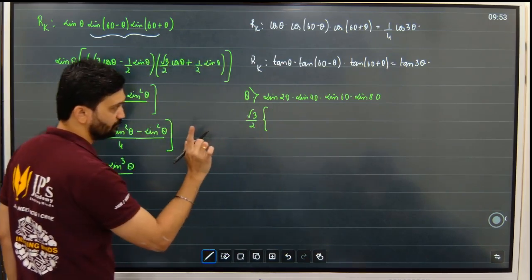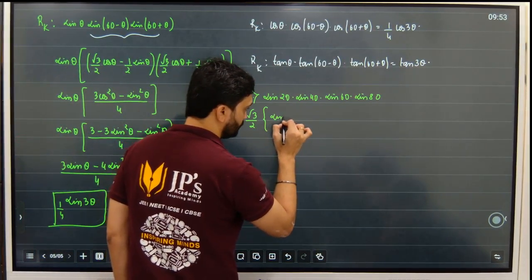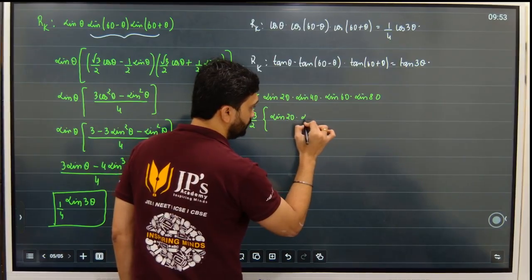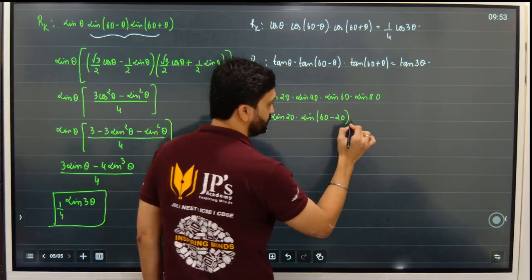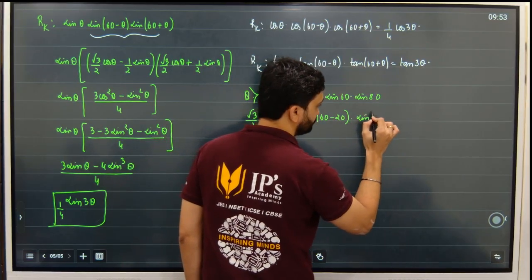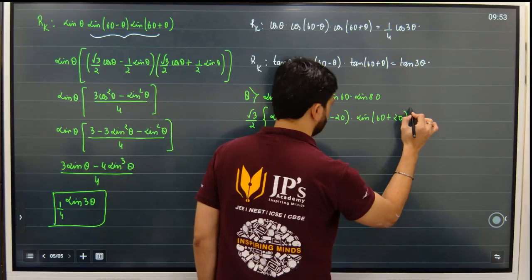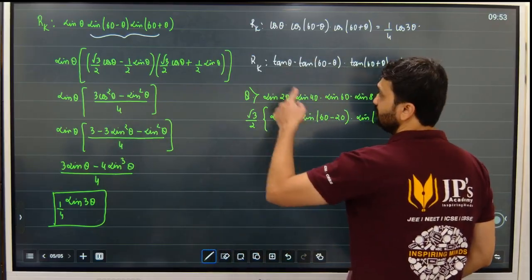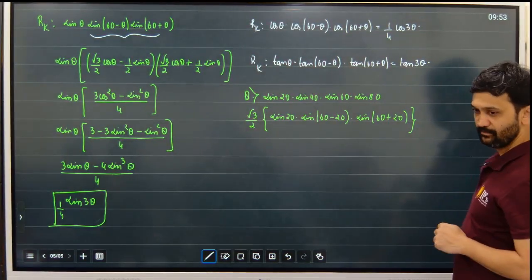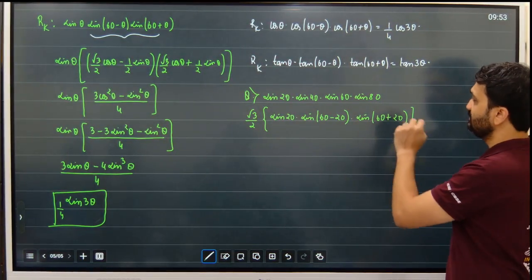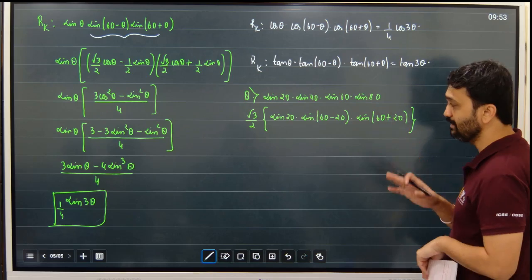Now see what I am going to do, watch carefully. sin 20 into sin(60 minus 20) into sin(60 plus 20). Does it look like this? 40 is nothing but 60 minus 20 and 80 is nothing but 60 plus 20. Exactly the same pattern.